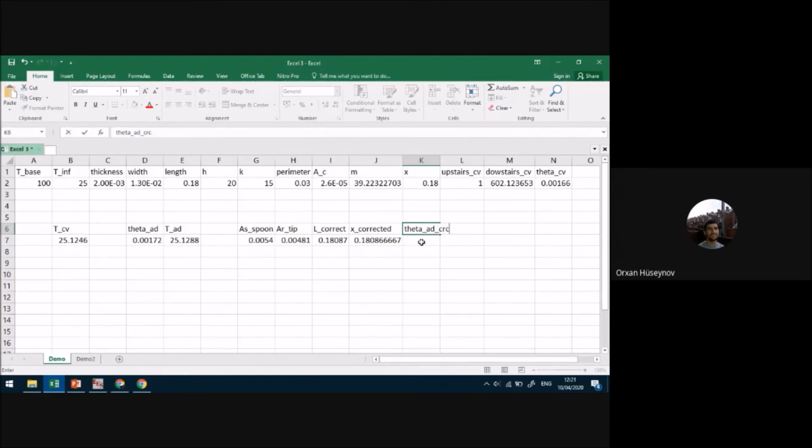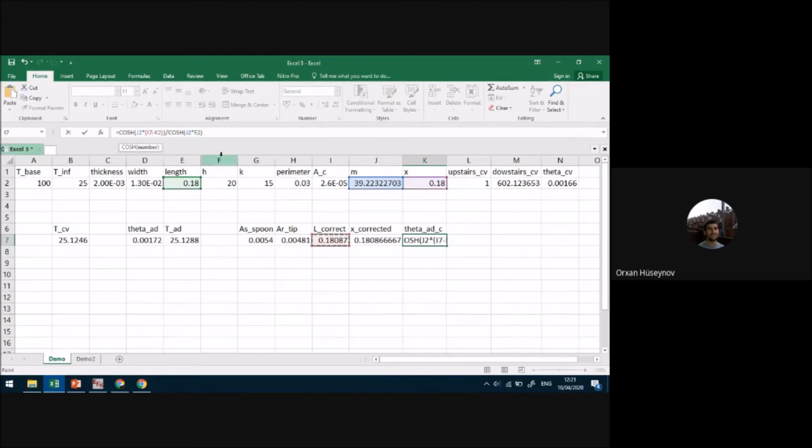Let's calculate it. We have the same formula here. I will copy and paste the same formula and then correct the values. Here you see the E2, which is the original length. Now I should use the corrected length, which is I2, here, so I7. Again here you have the E2, which is the original length. I will use this corrected length. Okay, everything is okay.